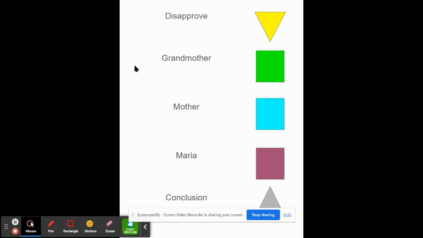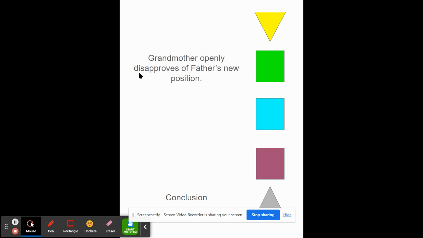So we now have the Roman numerals 1, 2, 3, 4, like we did on the other one. We have them as triangle, rectangle, rectangle, rectangle. And now we need to write the sentences. What we came to the conclusion of was that grandmother openly disapproves of father's new position. That's something I would definitely make sure you write down on the paper, that sentence. And that can be your topic sentence for your first body paragraph, your second paragraph of the paper.